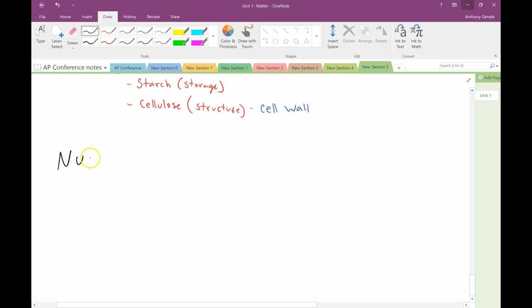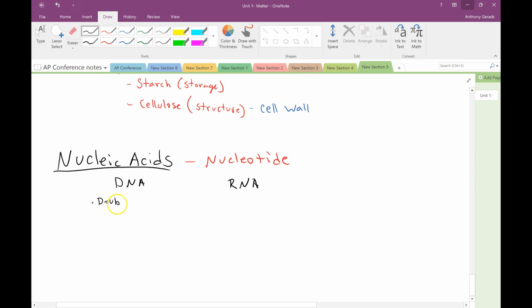And our final one. Nucleic acids. Its monomer. Anyone remember what the monomer of a nucleic acid is? Nucleotide. Okay. And there's two big types of nucleic acids. I can have DNA and I can have RNA. DNA is going to be a double helix. RNA is going to be a single helix.